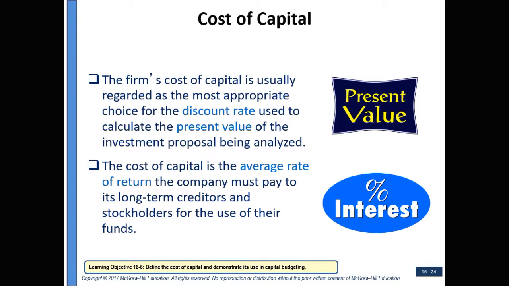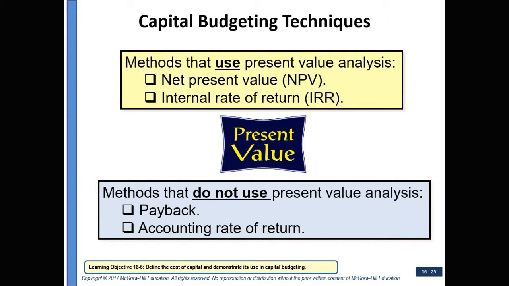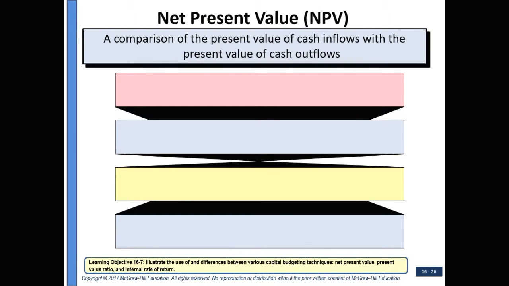There are multiple methods that we can use in our capital budgeting techniques. Methods that use present value analysis include the net present value and the internal rate of return. Methods that do not use present value analysis are payback and the accounting rate of return. So let's look at each of these methods a little bit more in depth, starting with net present value.